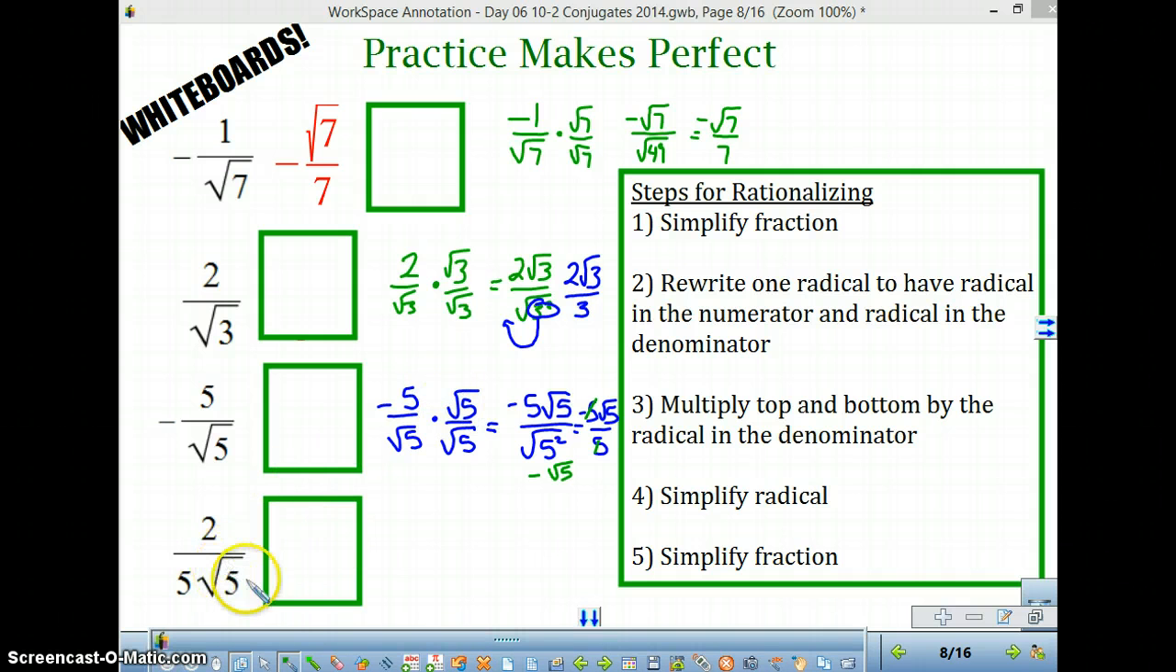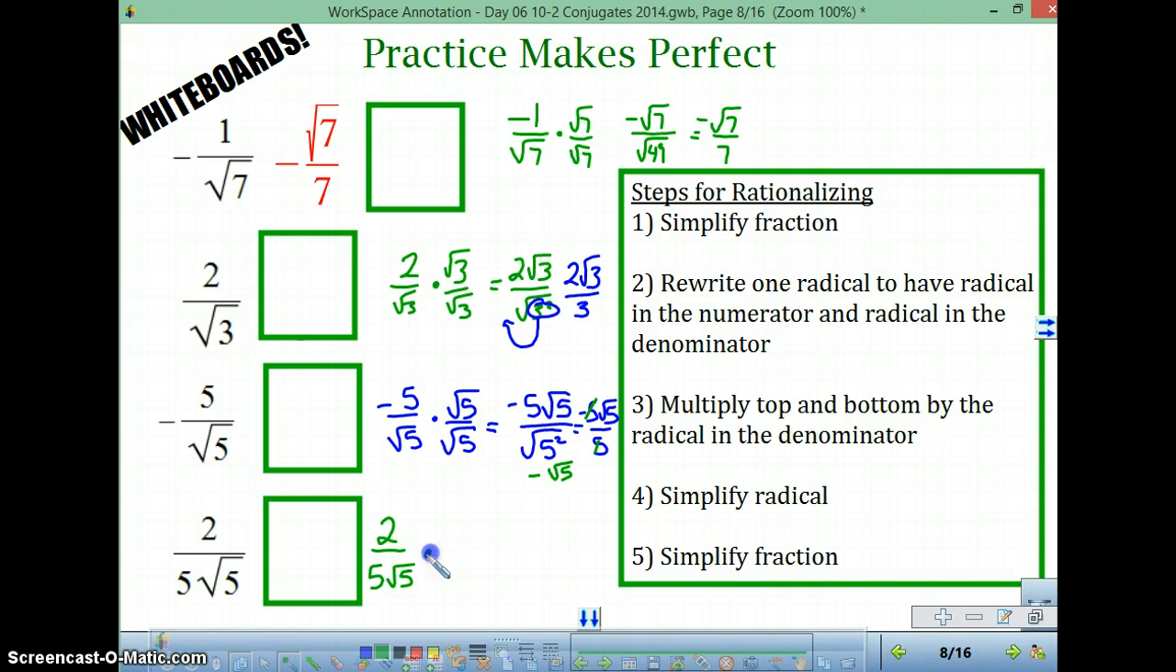Let's try just a little bit more complicated one. 2 over 5 root 5. What do I multiply? Do I have to multiply by 5 root 5 over 5 root 5 or just root 5 over root 5? Just root 5 over root 5 because we're just trying to get rid of that radical. Numerator times numerator. Denominator times denominator. Remember there's an invisible 1 right here. Multiply the integers first. 5 times 1 is 5. Now multiply the radicals. Square root of 5 squared.